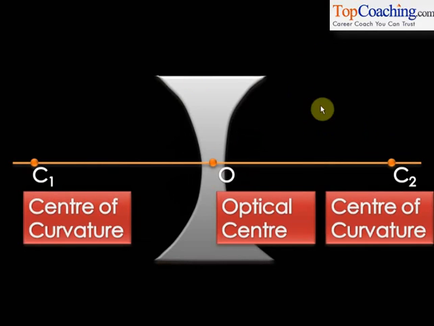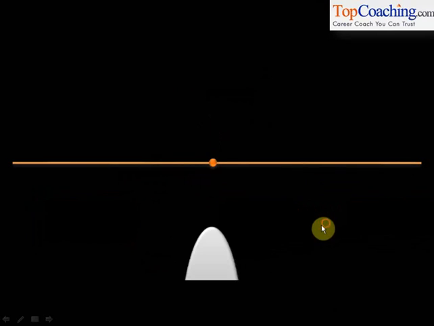Here you can see the optical center and the centers of curvature of a concave lens. In this case, C1 represents the center of curvature of the sphere from which the left surface of the lens has been carved out, and C2 represents the center of curvature of the sphere from which the right surface of the lens has been carved out. So you must remember these terms: center of curvature and optical center. A lens has two centers of curvature.